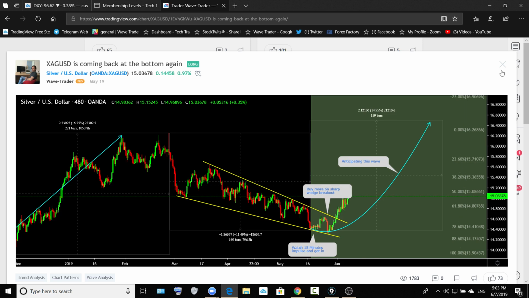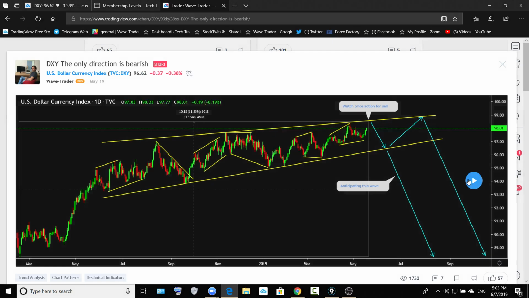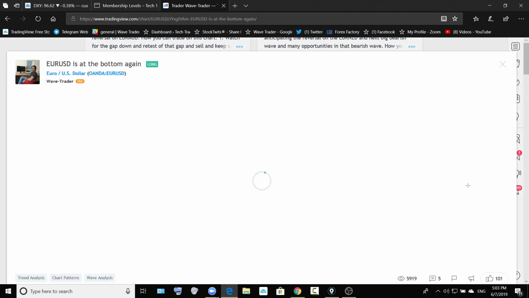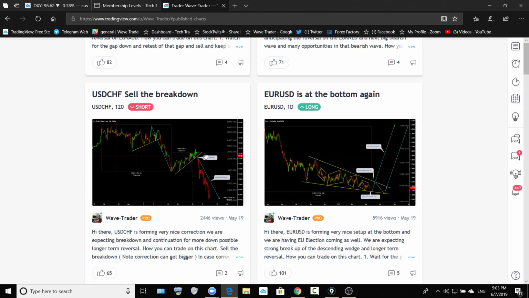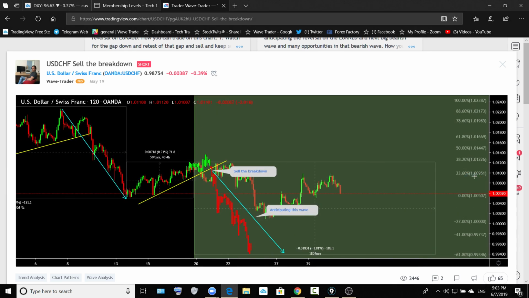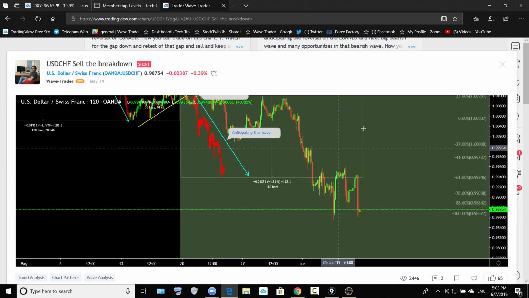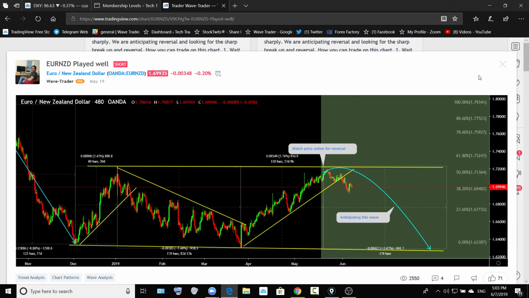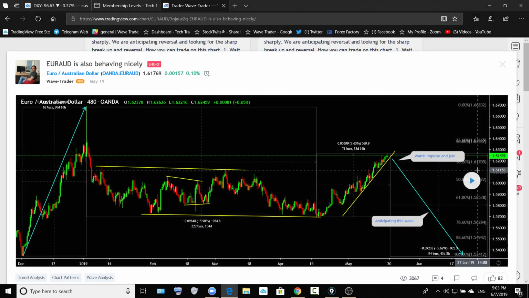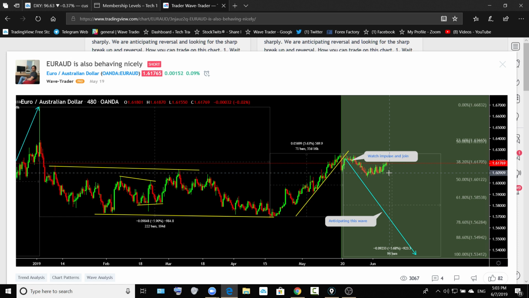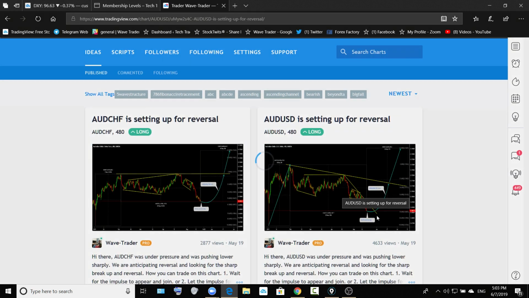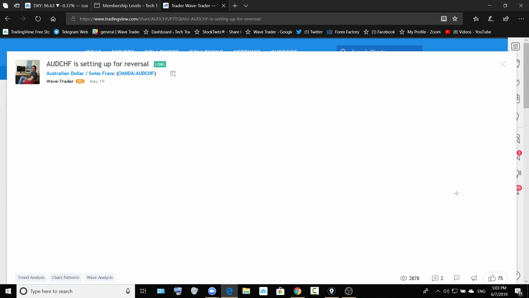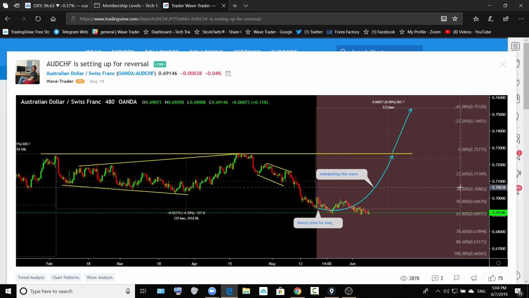Silver is also pushing higher. Dollar index DXY has also started to push lower. Euro is trying to break up. Dollar Swiss has broken the 4R and is still pushing lower. Euro New Zealand dollar is also pushing lower slowly from the top, and has broken down following the Australian dollar US dollar. Correction is just forming over there for more downside. Aussie dollar US dollar is also pushing higher, and Aussie Swiss is trying to push higher, following the Aussie dollar US dollar or Euro Australian dollar.